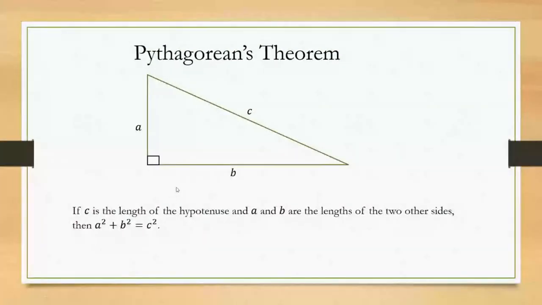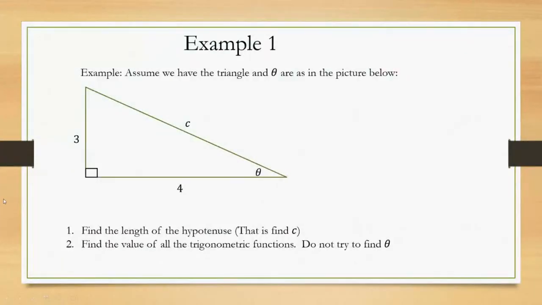So we have this. Now we're ready for an example. What's really nice is, even if we don't know what this angle theta is, we can still get the trig functions of it. We can easily do that once we know the length of all three sides.